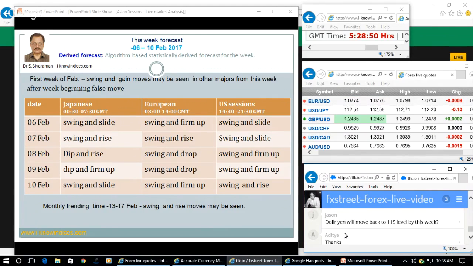Then dollar yen will move back to the 115 level. Yes, it will move to the 115 level soon, this week. Any other question? So no more questions.